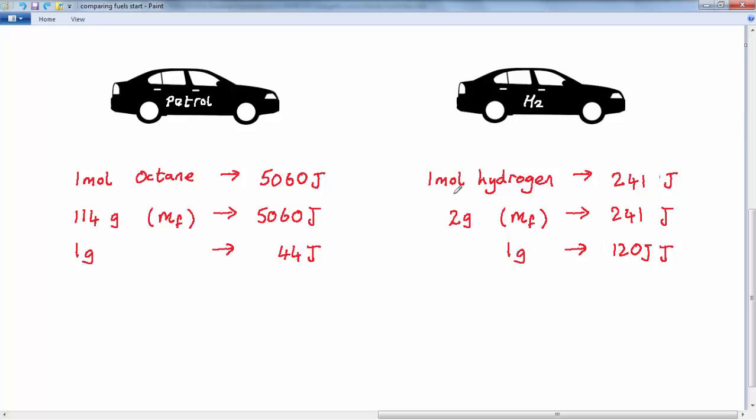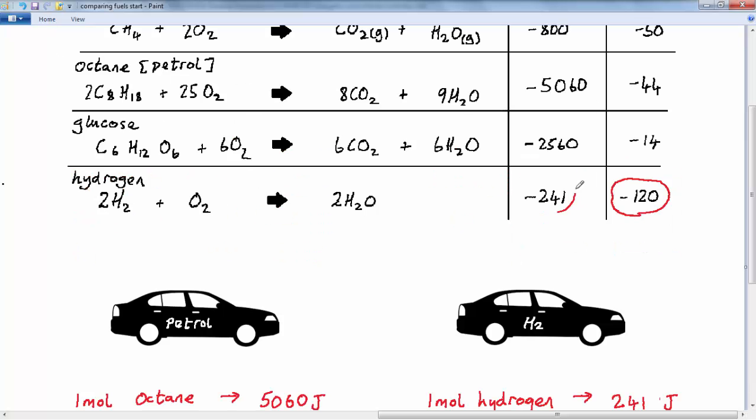Likewise with hydrogen, well, 1 mole of hydrogen releases 241 joules. That doesn't look much at first glance. However, 1 molecule of hydrogen weighs a lot less than 1 molecule of octane, only 2 grams, and so that releases 241 joules, and so 1 gram of hydrogen will release 120 joules of energy. That's just telling you where we get these two figures from, where this figure comes from.